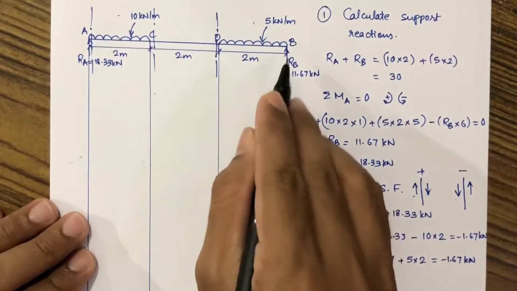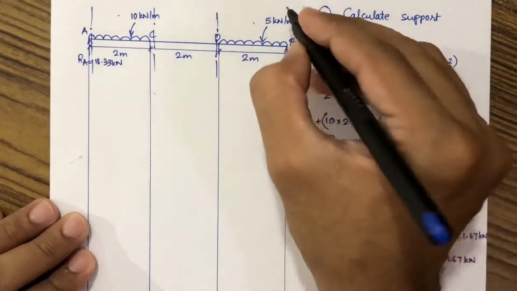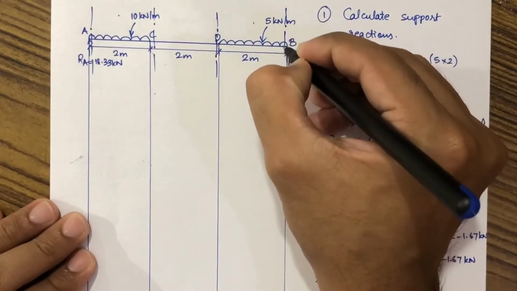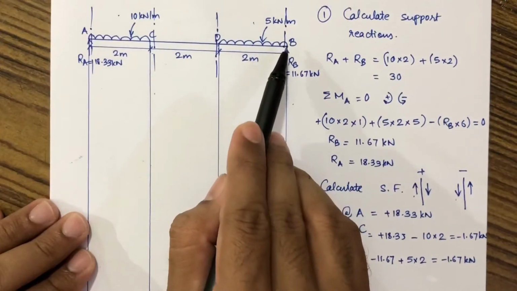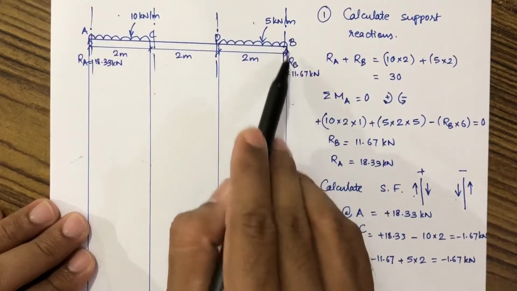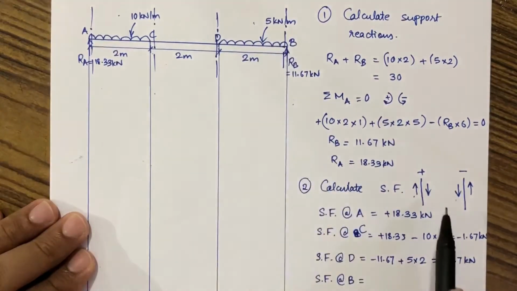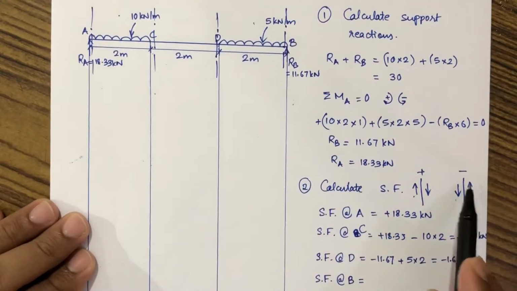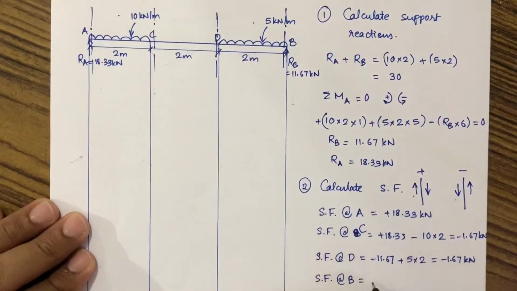Next, we will calculate the shear force at this point B. Shear force at point B. So let us take this section, at point B. This 11.67 is to the right of the section, it is moving upwards. So to the right, moving upwards, it is minus. So this will be minus 11.67 kilonewton.